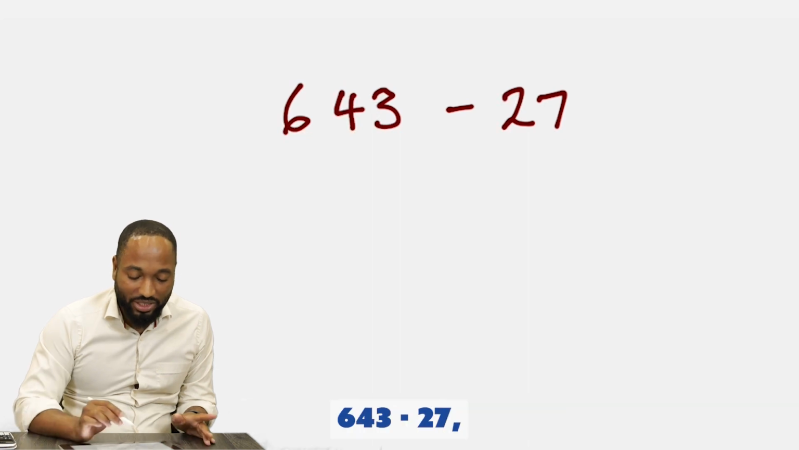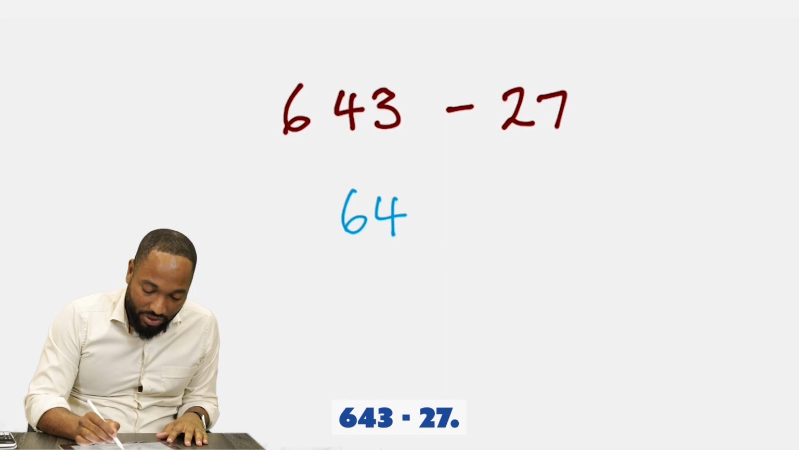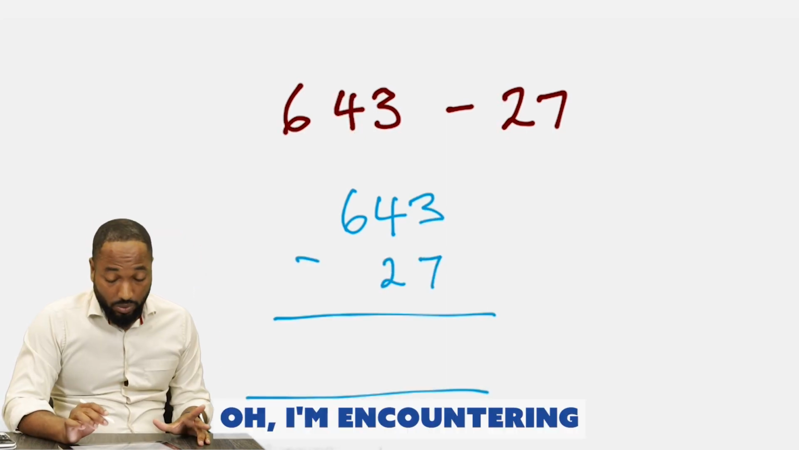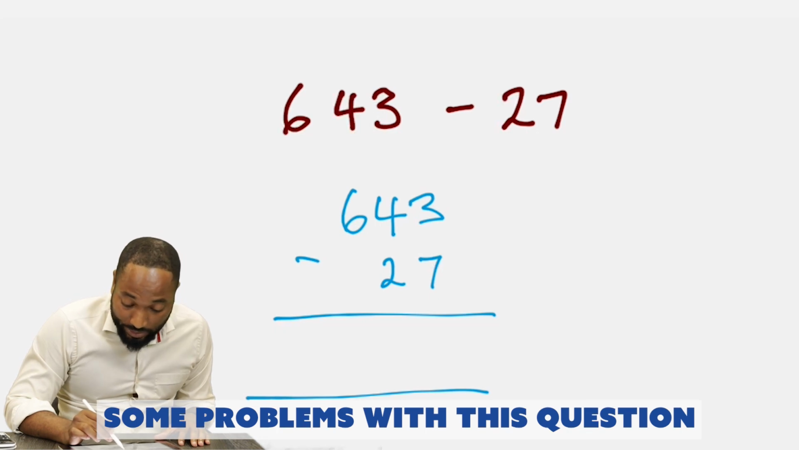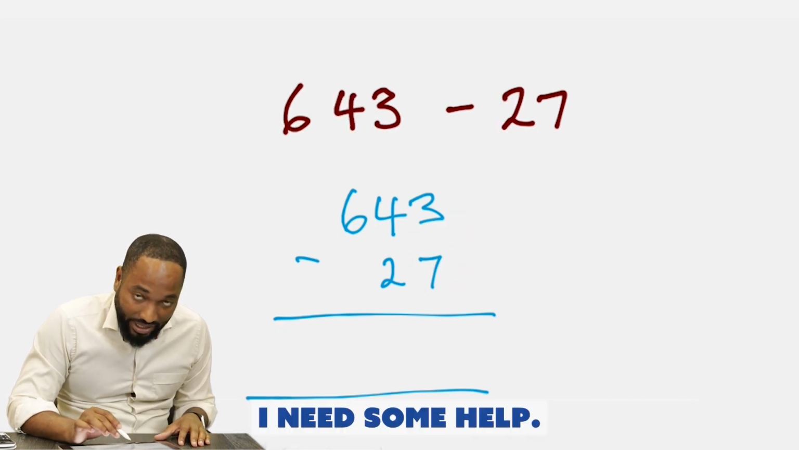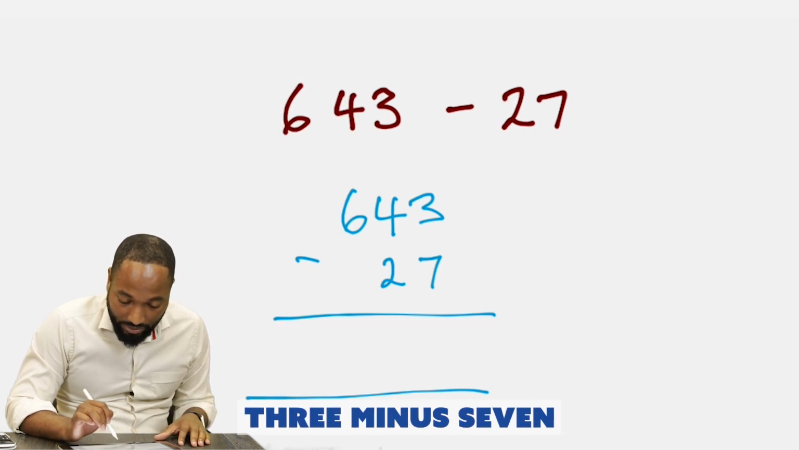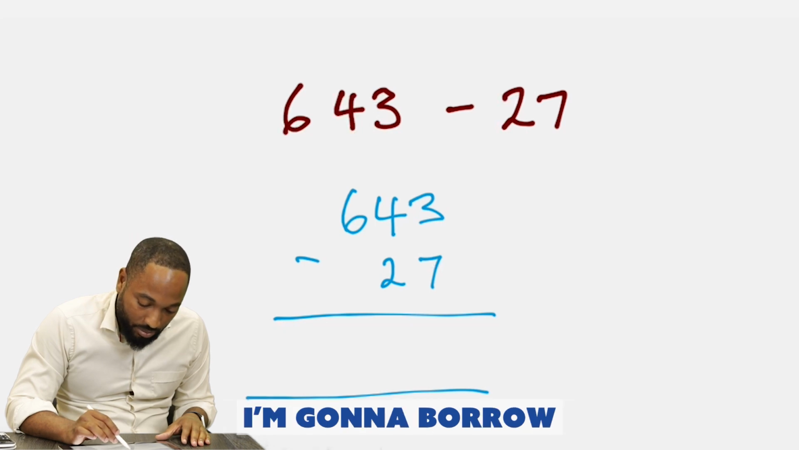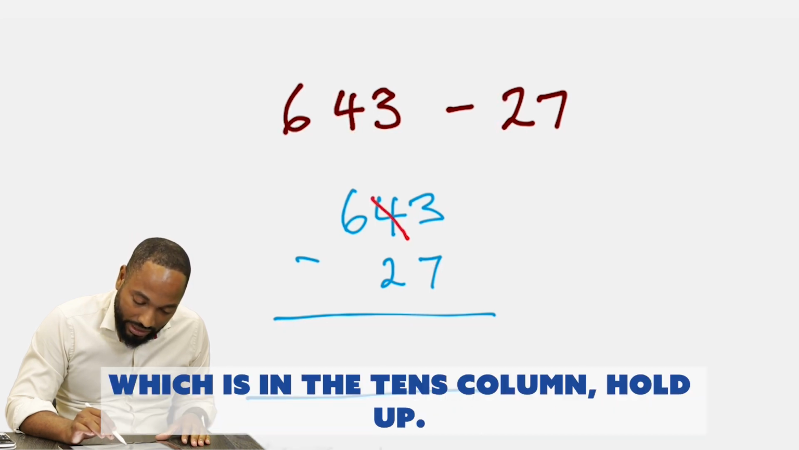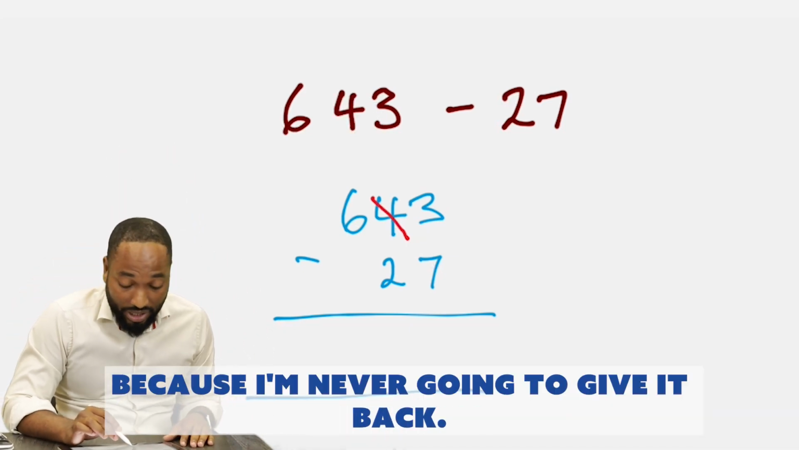Let's try this one. 643 minus 27. Oh, I'm encountering some problems with this question because 3 is less than 7. I need some help. I don't want to subtract 3 minus 7 without some help. I'm going to borrow 1 from the 4, which is in the tens column. Hold up, I'm not borrowing, I'm taking, because I'm never going to give it back.